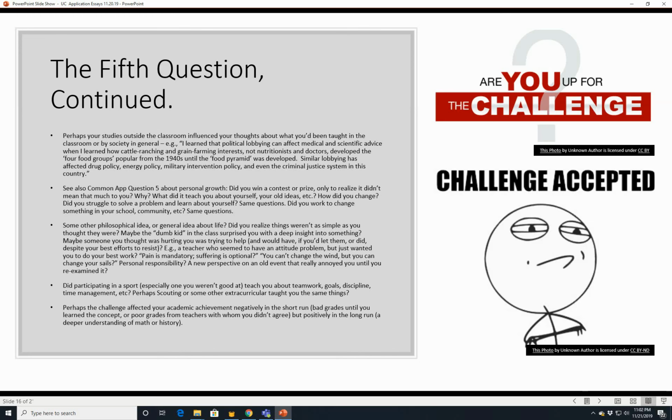For example, a teacher who might have seemed to have an attitude problem or just, in quotes, have it in for you, but who just wanted you to do your best work. You can think of it in terms of something like pain is mandatory, suffering is optional. Maybe some of these growth experiences caused you pain, but you realized you didn't have to suffer from it. You could just learn from the pain and move on. Or another saying is you can't change the wind, but you can change your sails.